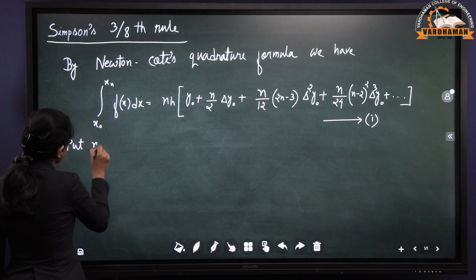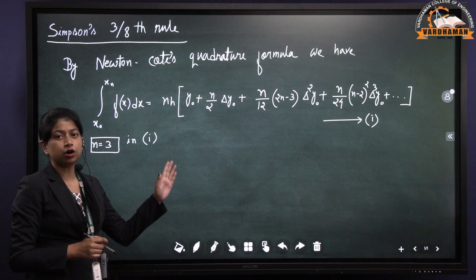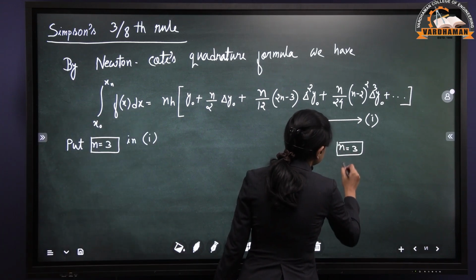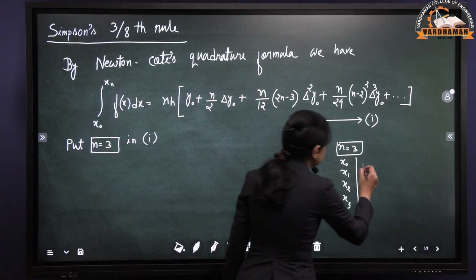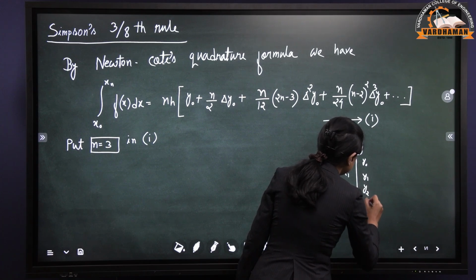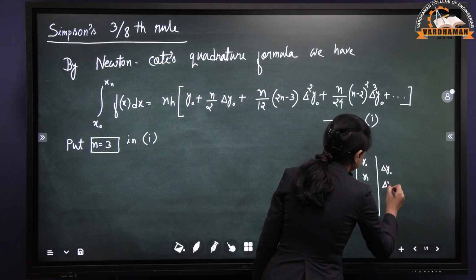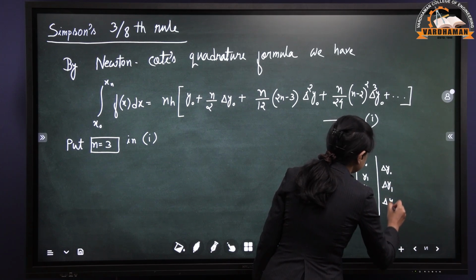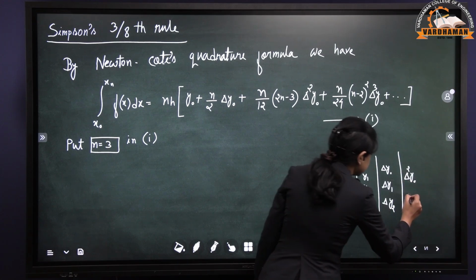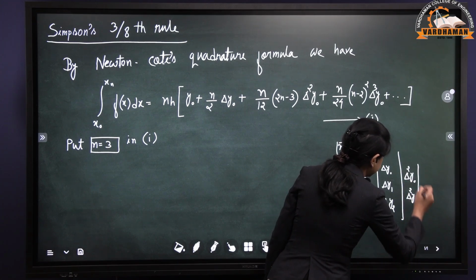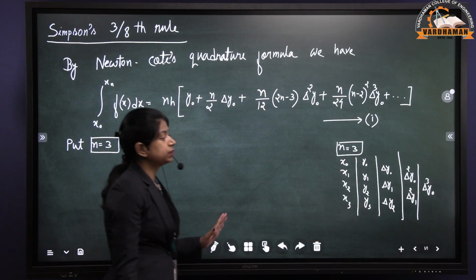Now we will put n equal to 3 in equation number 1. n equal to 3 means we have 4 data points, x0, x1, x2, x3. Corresponding y values will be y0, y1, y2, y3. First forward differences will be first forward difference of y0, y1, y2. Second forward differences will be second forward difference of y0, y1, and next we will get third forward difference of y0, and all higher order differences will be 0.